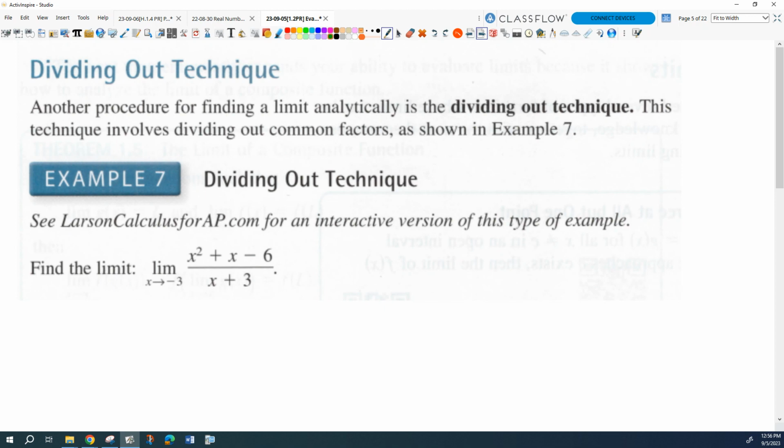Okay, what do you always try to do first, by the way? Let's get in good habits here. When we're evaluating a limit, what do we always do first? Substitute. We try to evaluate directly so we can see which of the three things happens. What do we get when we evaluate directly? 0 over 0, so more work.